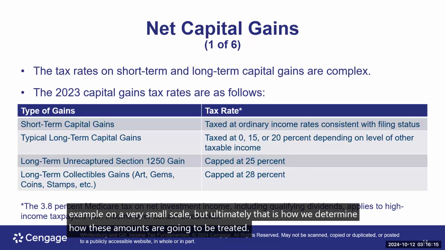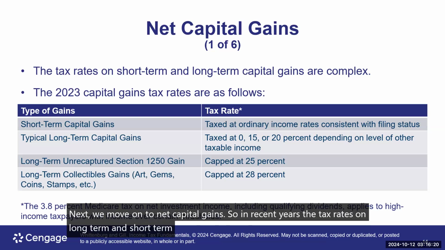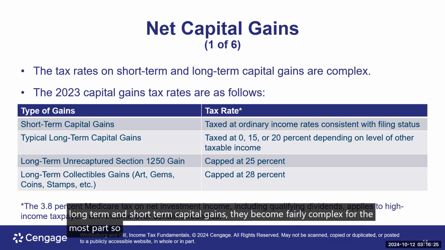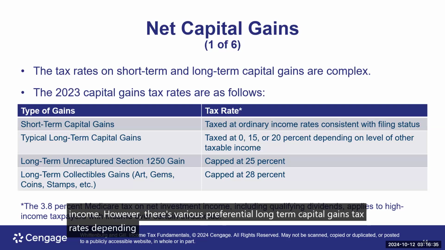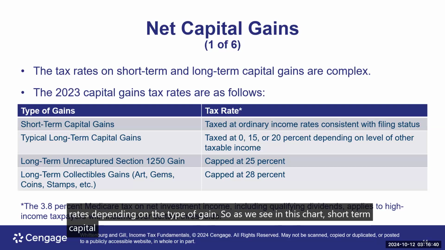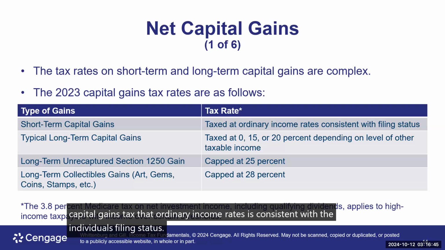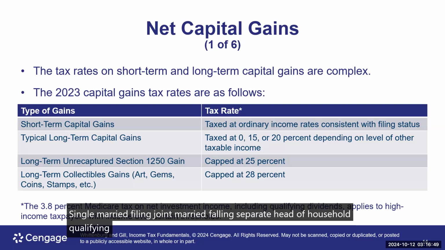Next, we move on to net capital gains. So in recent years, the tax rates on long-term and short-term capital gains have become fairly complex for the most part. So short-term capital gains, straightforward, they're taxed as ordinary income. However, there are various preferential long-term capital gains tax rates depending on the type of gain. So as we see in this chart, short-term capital gains are taxed at ordinary income rates. It's consistent with the individual's filing status. Are they single, married filing joint, married filing separate, head of household, qualifying widower, or qualifying spouse?